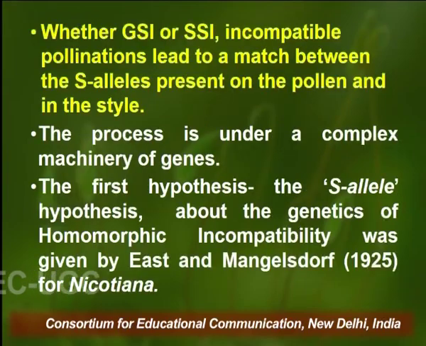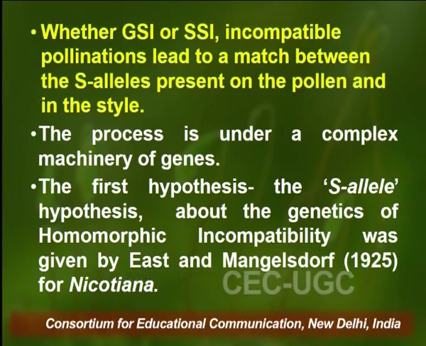Now, whether the incompatibility is gametophytic or sporophytic, incompatible pollinations lead to a match between S alleles which are present on the pollen and in the style. So it's basically the S alleles which play a major role in this incompatibility mechanism.